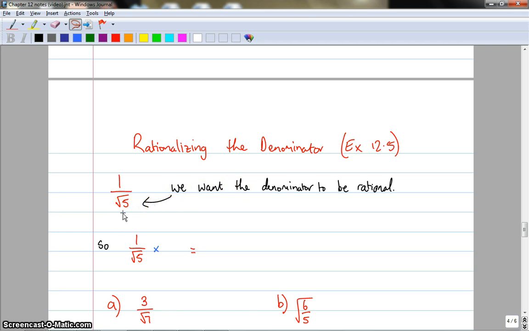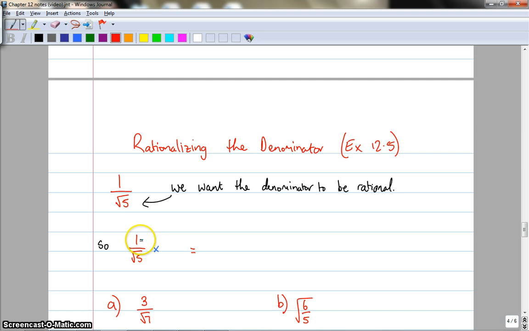Currently it's not rational. Now I've just had to think about why we actually want the denominator to be rational, and to be honest I have no idea. I just know that that's something we do in maths. It's something I'm going to have to look at in more depth, but for the moment just believe me that we do it, and I'll get back to the why a little bit later.